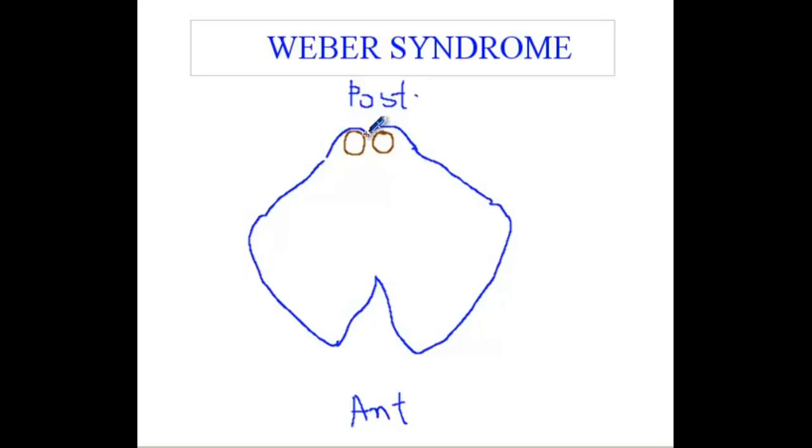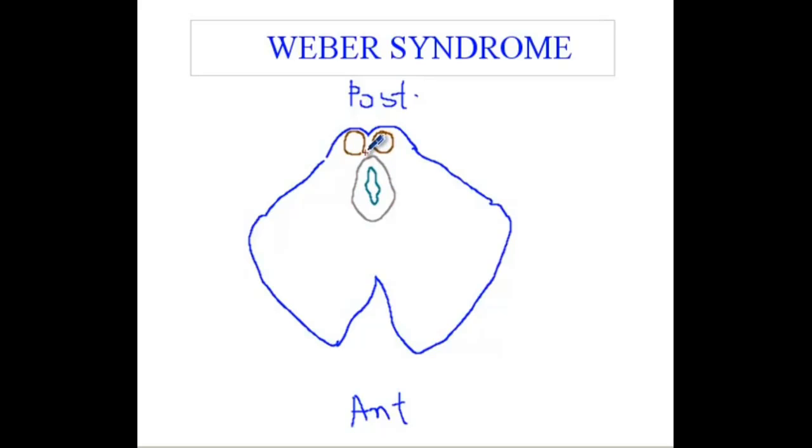So let's start by drawing the superior colliculus here, since this is at the level of the superior colliculus. Then we have the aqueduct of Sylvius, somewhere around here. Then you have the periaqueductal gray matter. Periaqueductal means around the aqueduct, so the periaqueductal gray matter is somewhere in here.